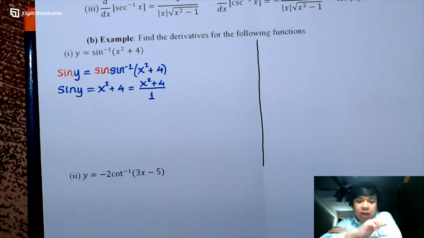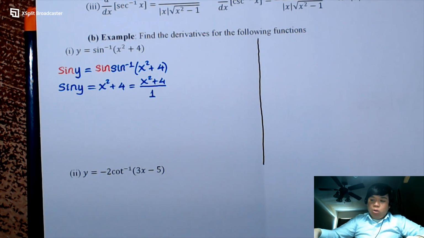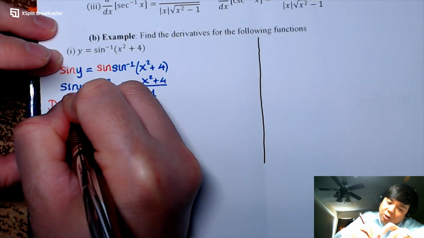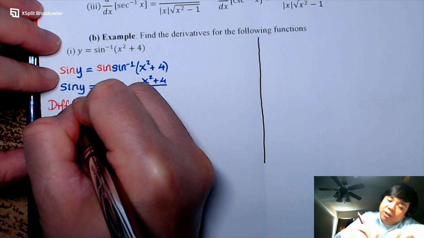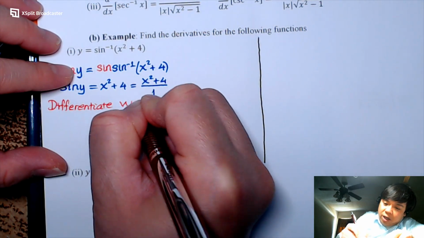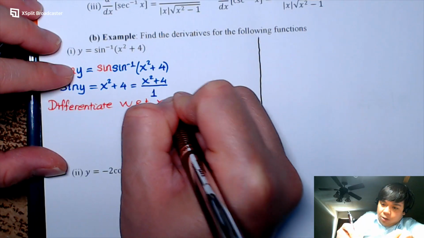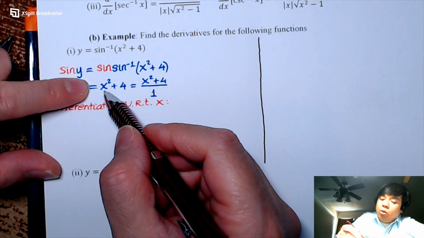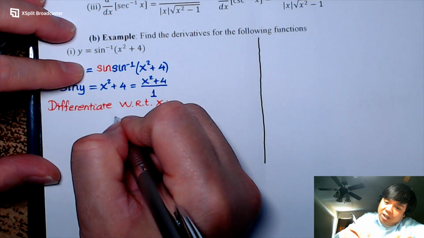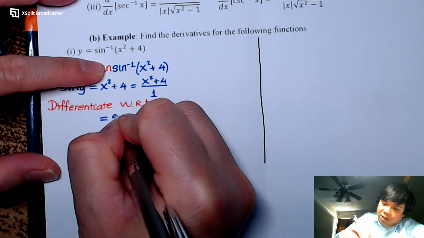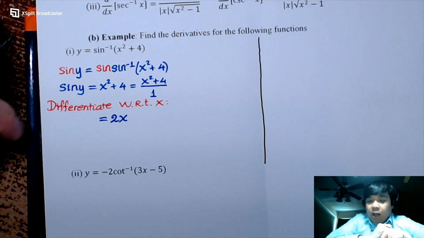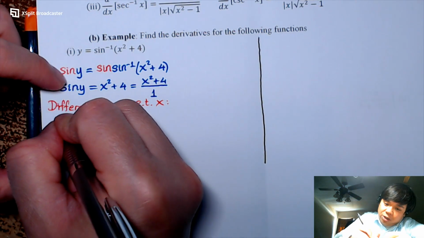Now, from here, if we take the derivative with respect to x on both sides, so differentiate with respect to x on both sides. The derivative of x squared plus 4, that's 2x, that's easy. On the right hand side, the derivative of sine is going to be cosine.